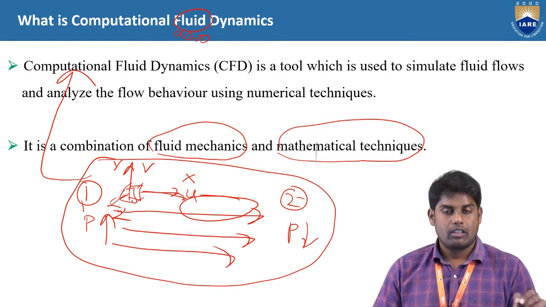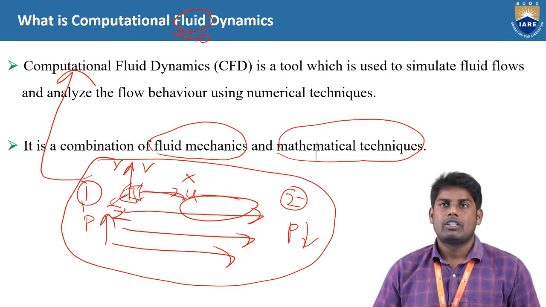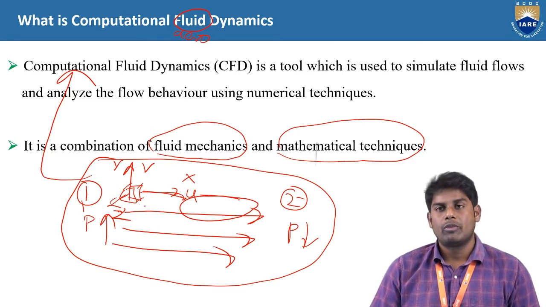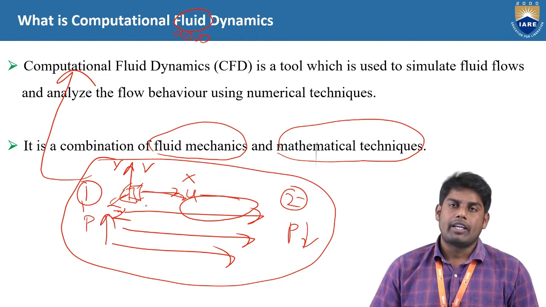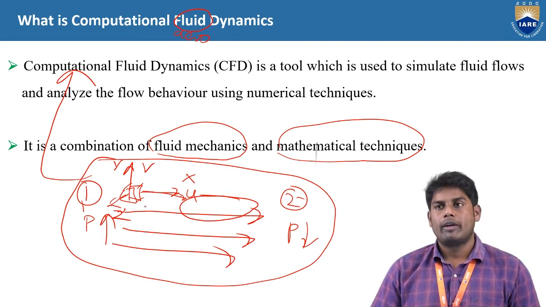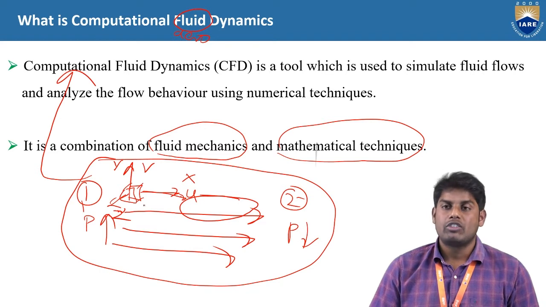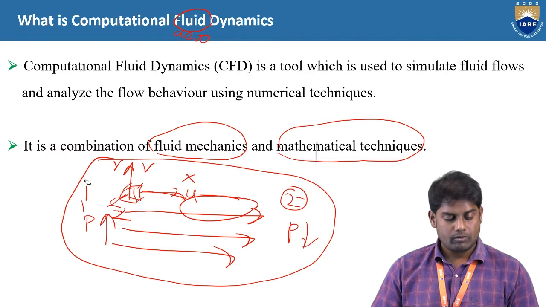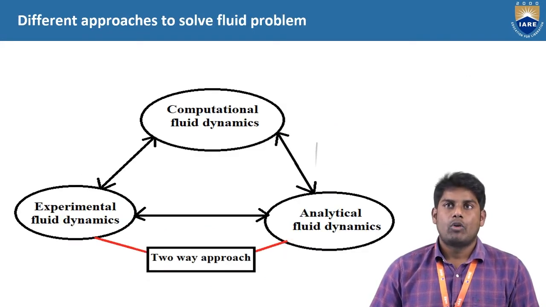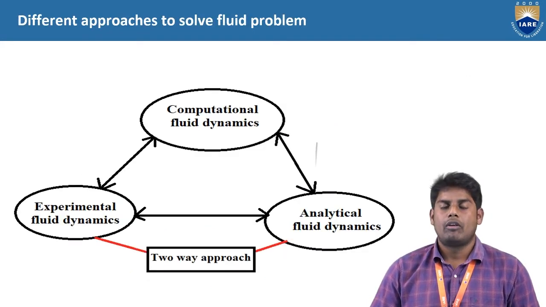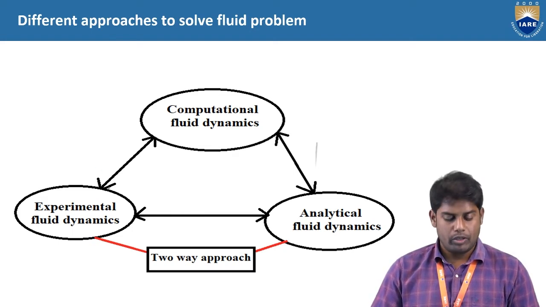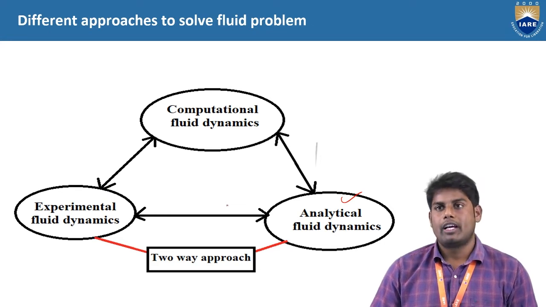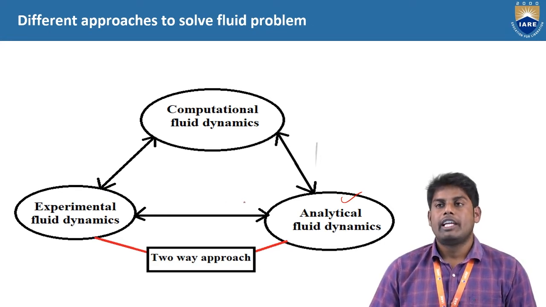Computational fluid dynamics is an emerging tool which is used to simulate any fluid flow problem. It can be flow through a pipe, chimneys, and you have so many applications. Let's see what are the different approaches used to solve a fluid flow problem. In general, initially people used analytical fluid dynamics, where people used to solve equations.